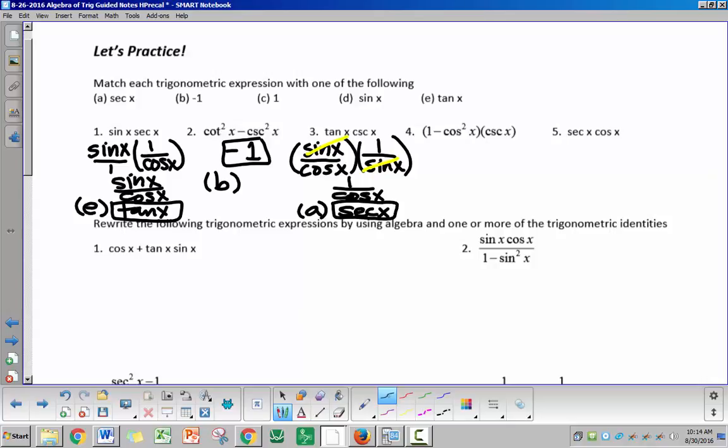So A for secant x. Yay, secant x, yes. All right, number 4.